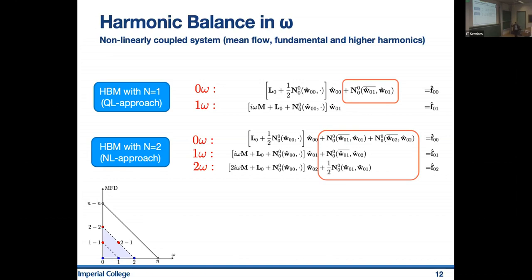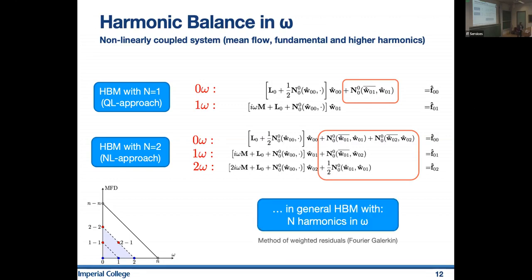And in that case, I don't have to specify the base flow. The mean flow and the perturbations at these two frequencies are a self-consistent solution of these equations. And as I said, we can generalize that to an arbitrary number of n harmonics using a Fourier-Galerkin method.